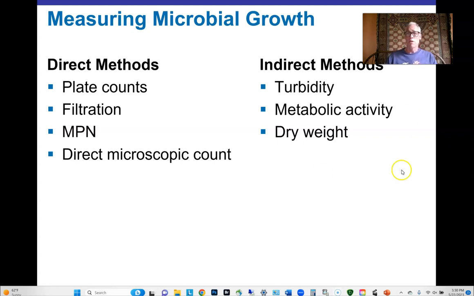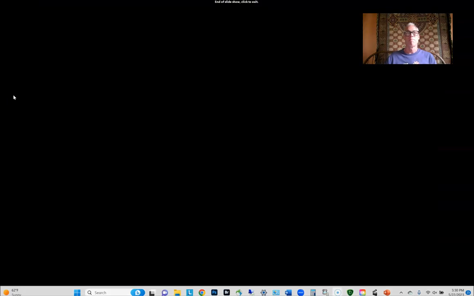Another way to do it is to grow the cells for a certain number of generations and then dry the whole thing down. Get rid of all the water, and we're left with nothing but the mass of the bacteria. From that final dry mass, or dry weight, of the bacteria, we can figure out how many cells that represents because of many, many experiments that have been done to establish that connection. So, some direct methods and some indirect methods to estimate how many bacteria are present.